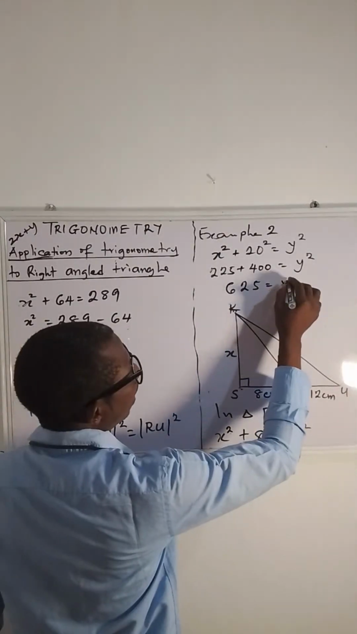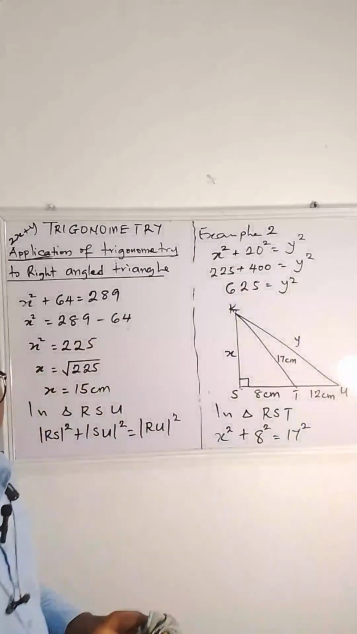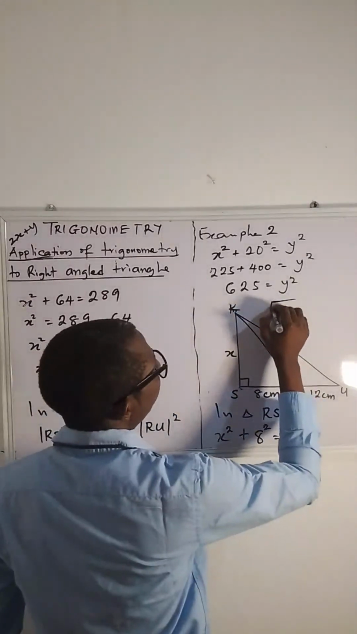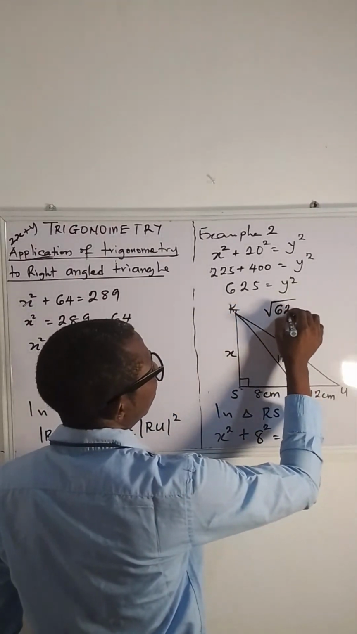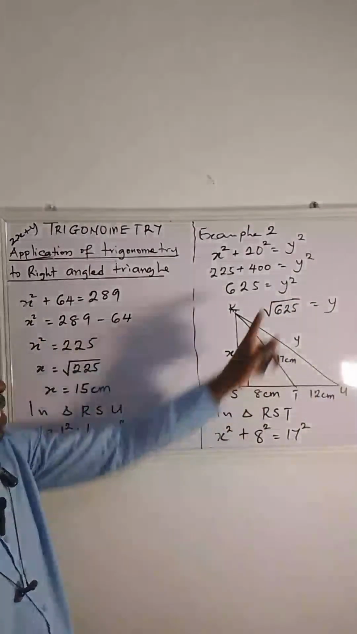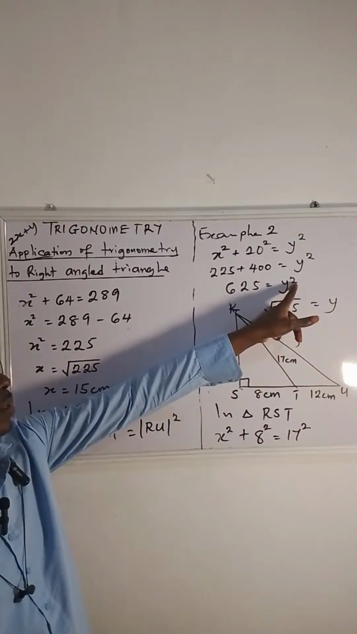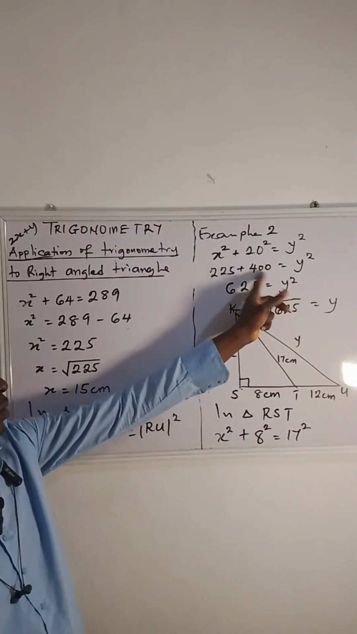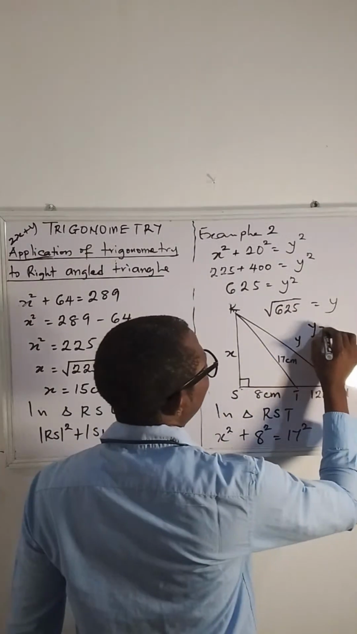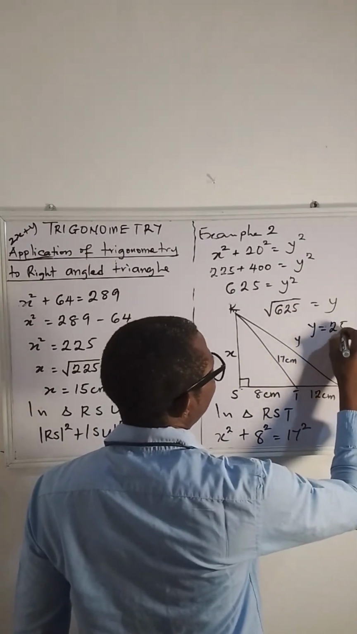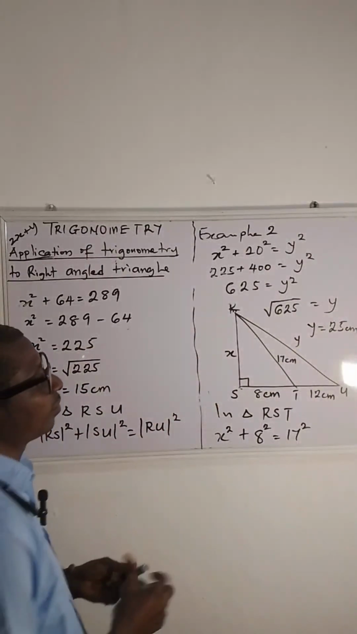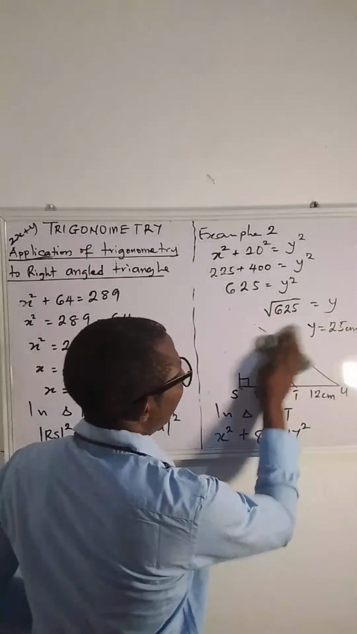625 equals y squared. Now here we square both sides. So we have the square root of 625 equals y. When you take the square root of both sides, the square and the 2 go away and the square root stays. So we now have y equals what? 25 centimeter. Okay, so now we have our y and x.